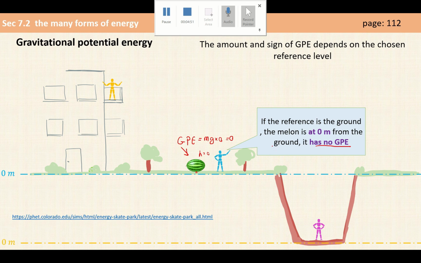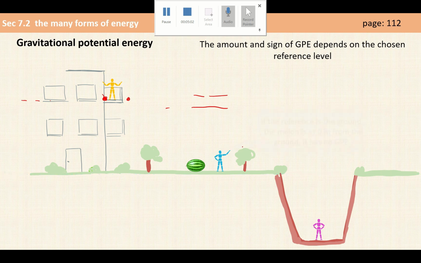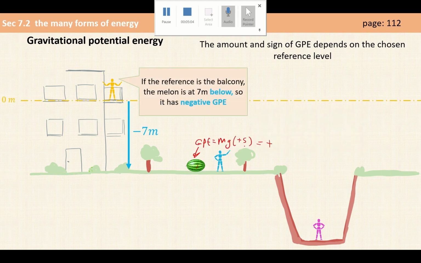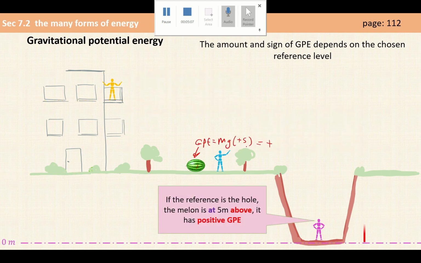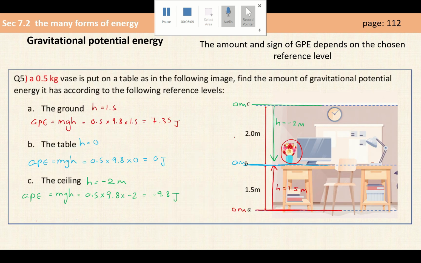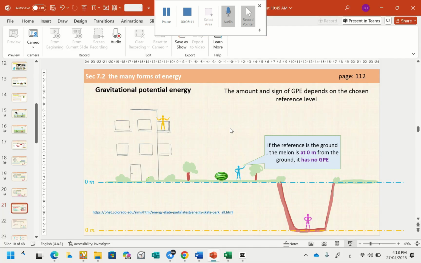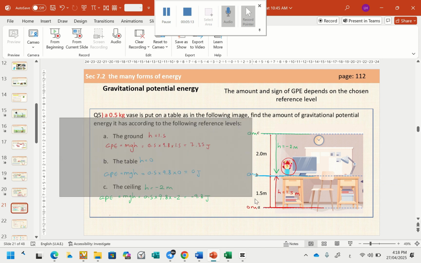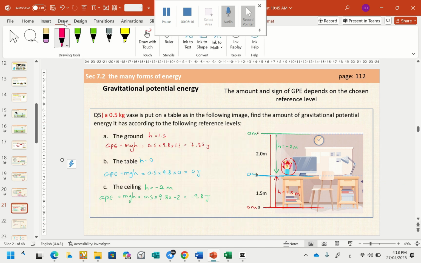So you can see that changing the reference level changes the amount of the gravitational potential energy stored in the object, even if it's the same object. So here it was 0, here it was negative, and here it was positive. Let's solve an example on that. We're going to delete everything here and solve again.